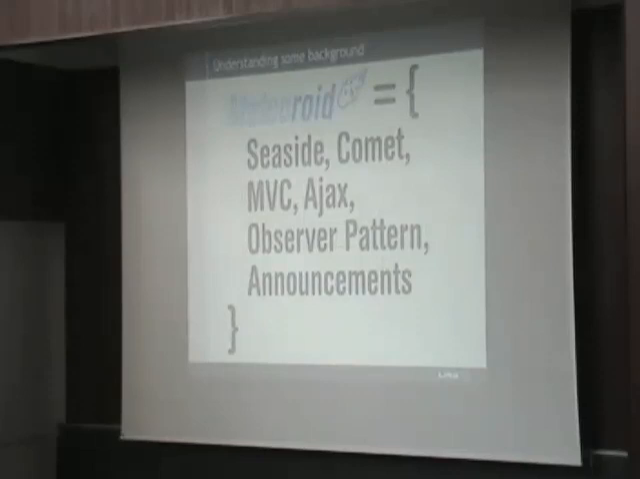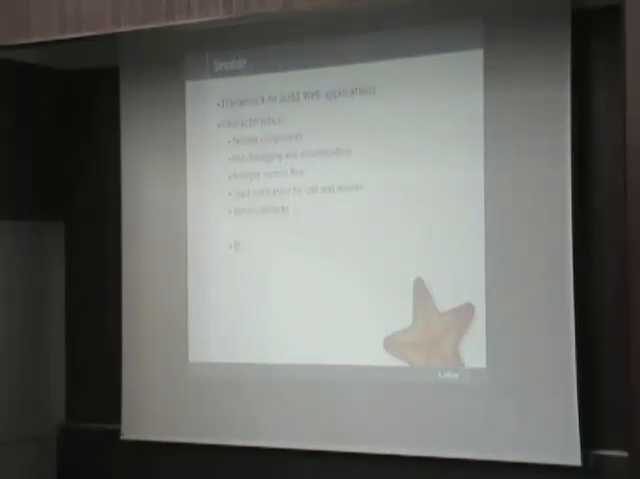Now, we are going to explain some things that are necessary to understand how Meteoroid works. Maybe you all know what Seaside is, but just to be sure, Seaside is a framework to build web applications available in many Smalltalk dialects, like Squeak, Pharo, VisualWorks, etc. It has some interesting characteristics like every page fragment is a component that can be nested with other components, code debugging and recompilation, and each component can have multiple control flows, etc.